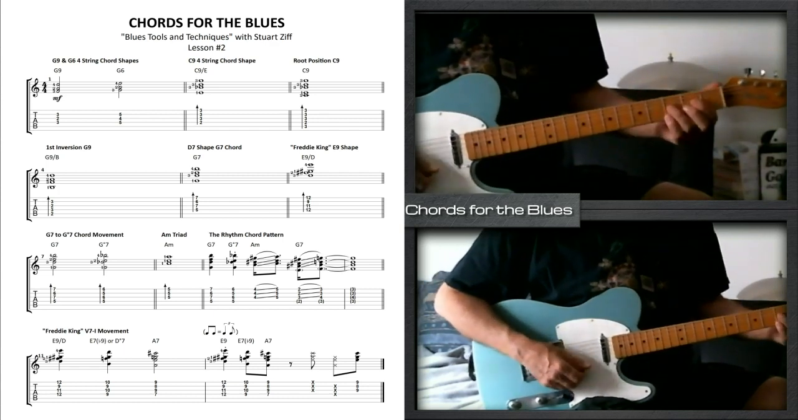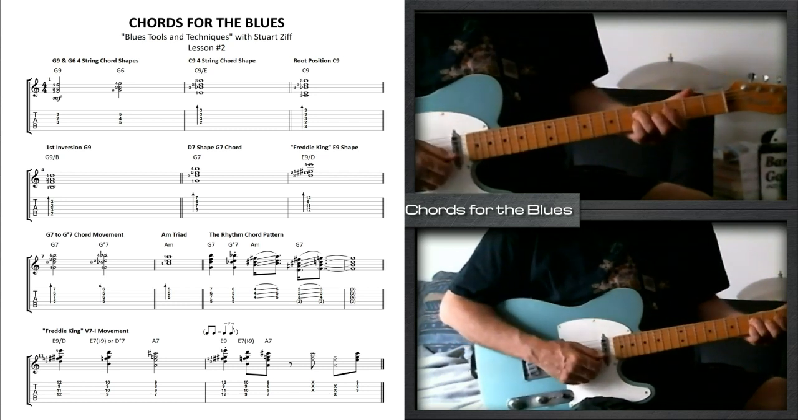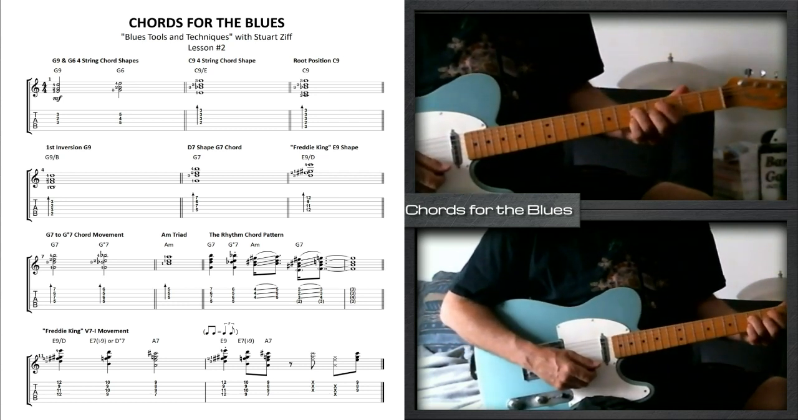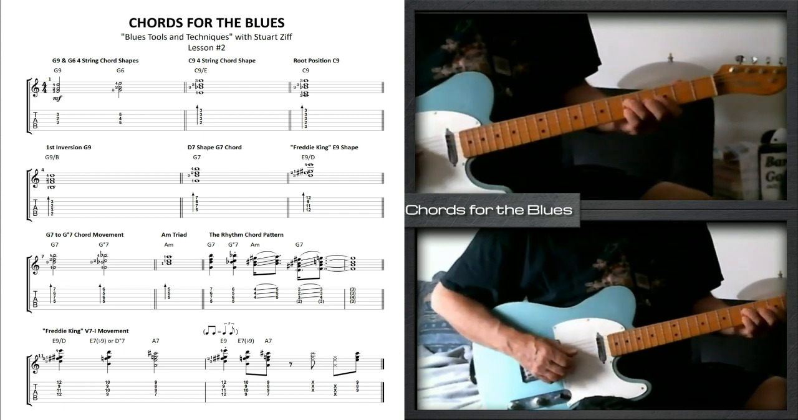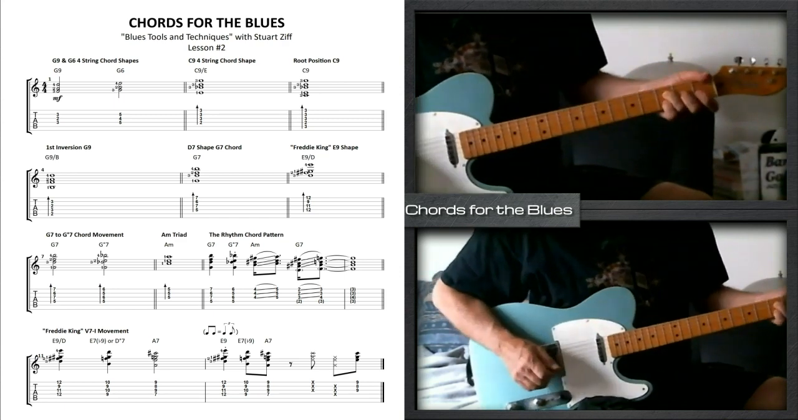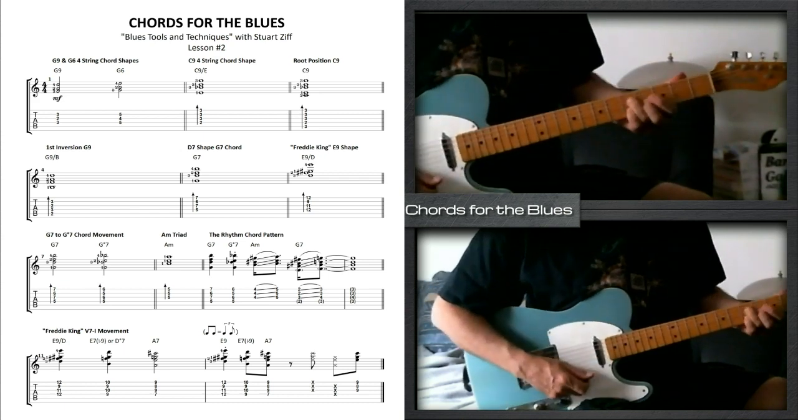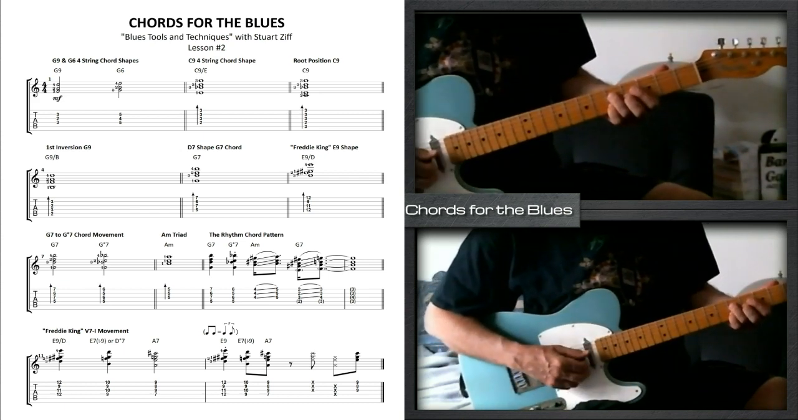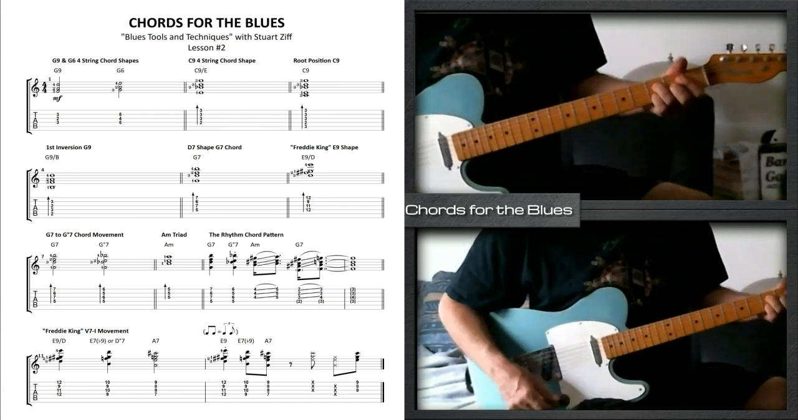So that's going from the 9th. If we move that up a whole step, we get a G6. That's the top of a G6 chord. That's actually the bottom of a G6 chord, because the root is on the 4th string. We take it down a whole step, we've got G9. So we've got G9 sliding up to G6, G6 sliding back down to G9. Okay?